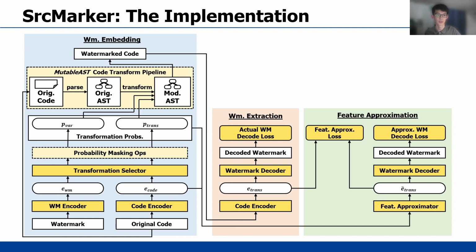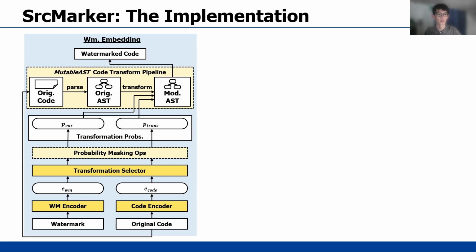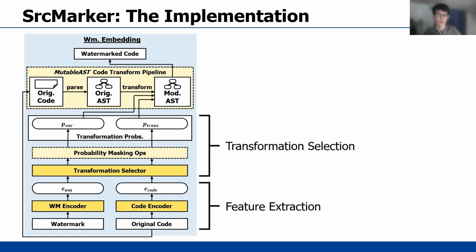This figure illustrates the overview of SrcMarker. It contains three components: the watermark embedding module, the watermark extraction module, and the feature approximation module. We will start from the embedding process. The embedding module uses a set of neural networks to extract feature vectors from the input source code and watermark. The network then selects a set of transformations to be performed. And on top of that, a rule-based transformation pipeline executes the actual transformations to encode the watermark.